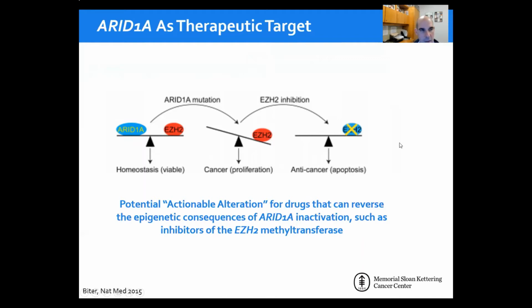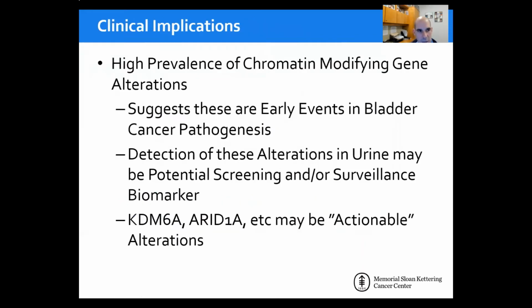So ARID1A may potentially be a therapeutic target in non-muscle invasive disease, and potentially in more advanced settings as well. And there are numerous other potential agents that could be tried in ARID1A mutated tumors. So the take home for the chromatin modifying gene portion is that they are highly prevalent.